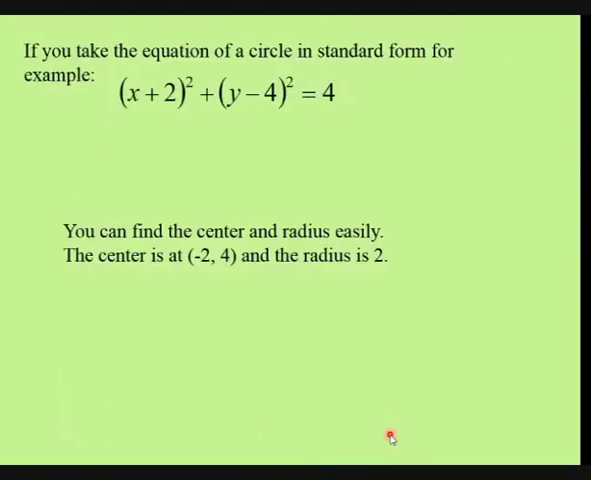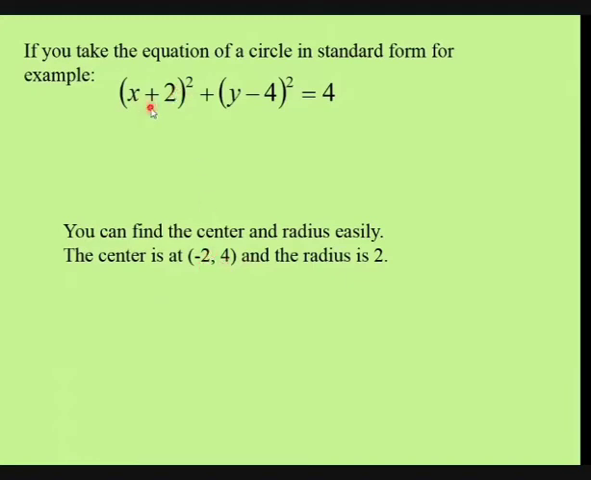If you take the equation of a circle in standard form, for example, we have the quantity x plus 2 squared plus the quantity y minus 4 squared equals 4, you can find the center and radius easily. The center is at negative 2, 4. Bakit siya negative 2 at bakit siya positive 4?